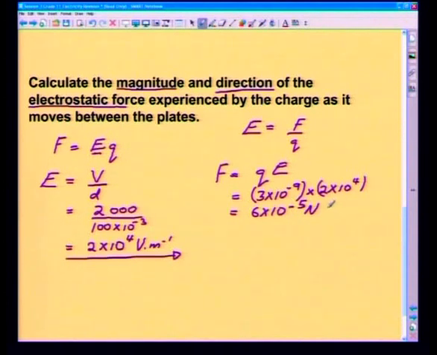The force is moving. We know that the positive one is B, so the force will be from B to A. From B to A. Why do we say so? Because we know that B is positive. Okay, so that is the solution to our problem there.